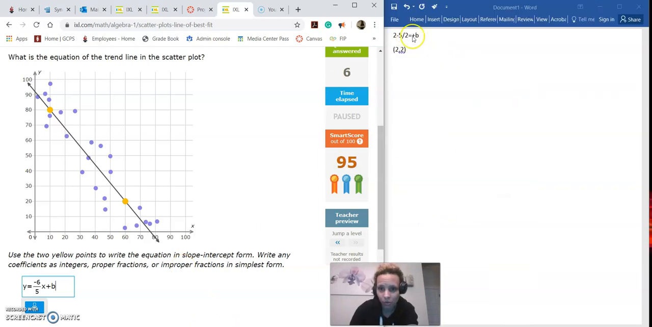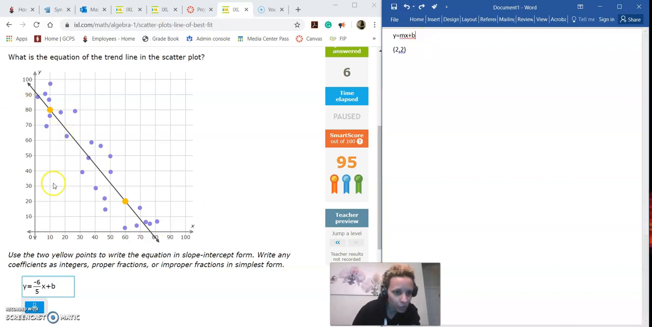All right, so on a sheet of paper, you start off with the equation y equals mx plus b. You start off with a point, and you can do 10, 80, or you can do 60, 20. I'm going to do 10, 80. So my x is 10 and my y is 80. Where I see x, I put 10. Where I see y, I put 80. And my slope was negative 6 over 5, so m is negative 6 over 5.